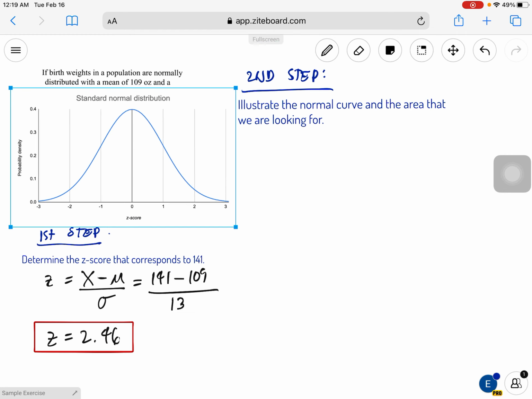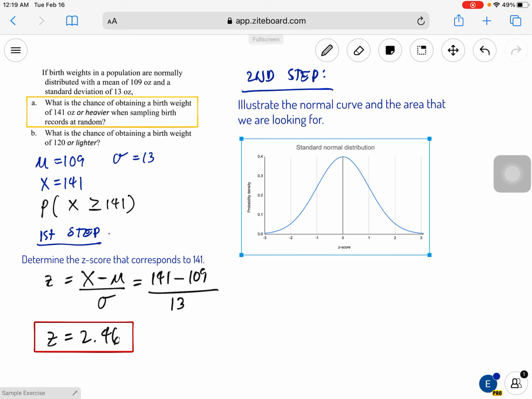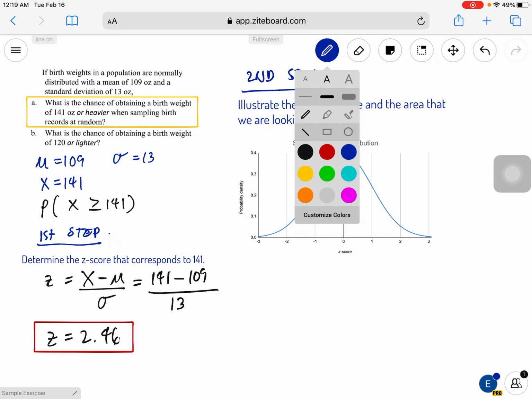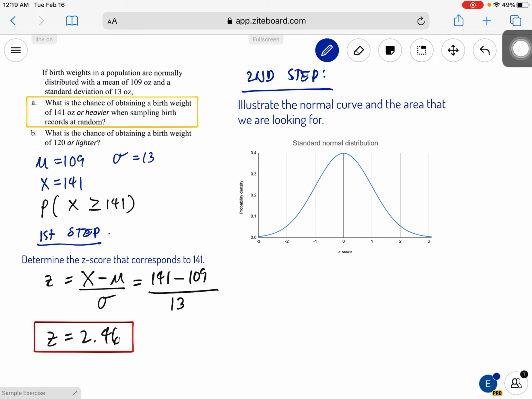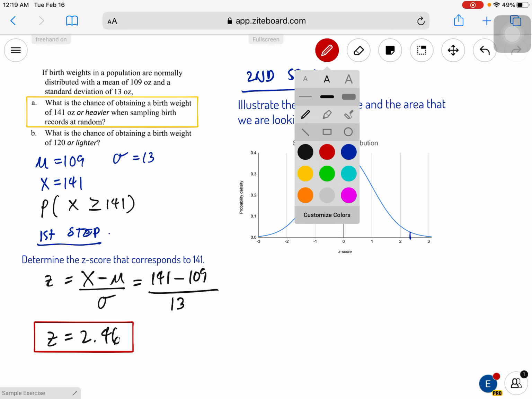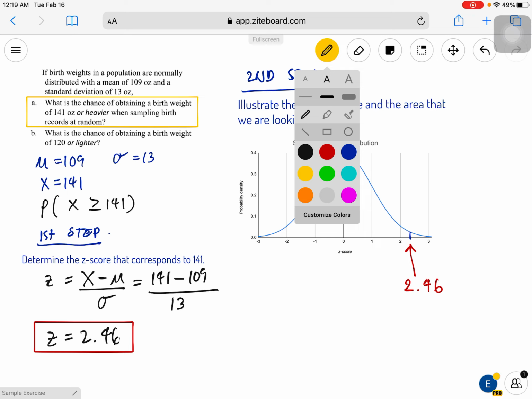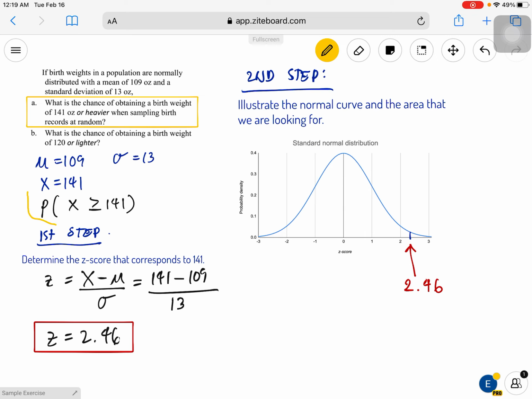Okay, here we have our normal curve, and let's try to locate where 2.46 is. So basically you will see this above the mean, positive 2.46. So it's somewhere there. Let me just put an arrow so that's 2.46. Okay, now let's go back to the probability notation.